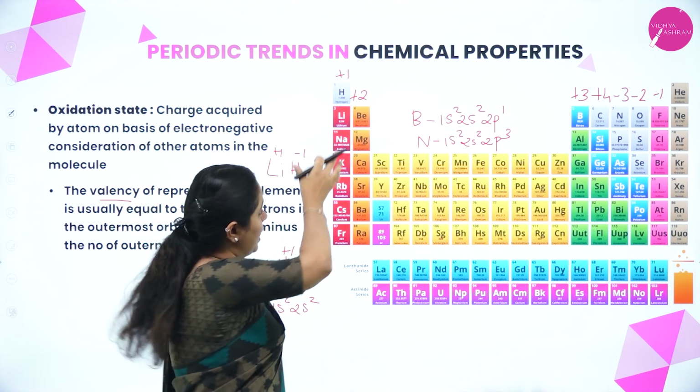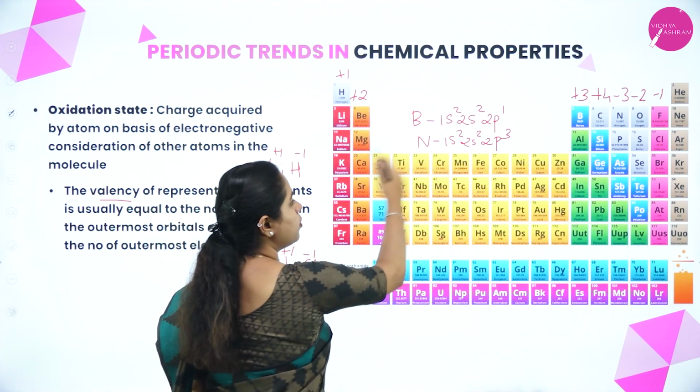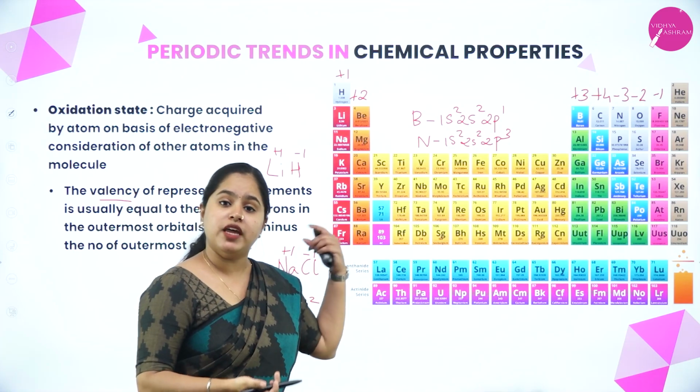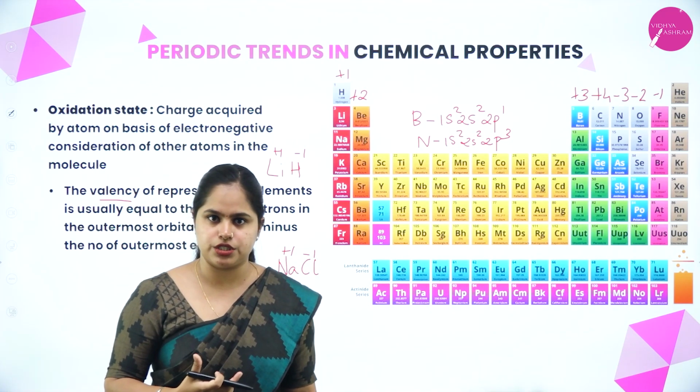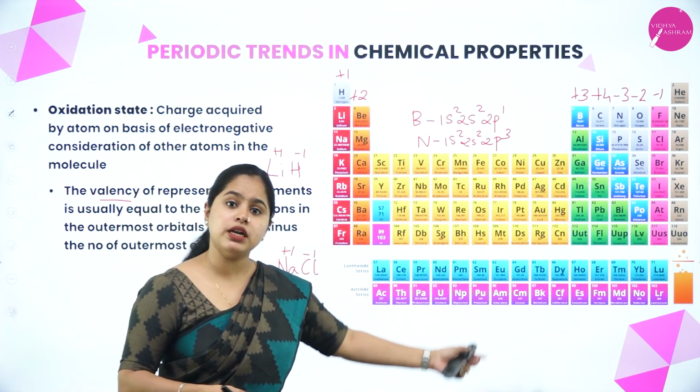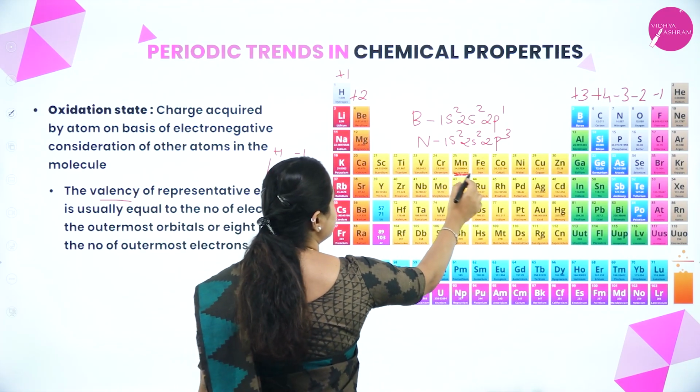We discussed s block and p block elements. Now, what about the d block elements? They have variable oxidation states, not just one oxidation state. They have a variable number of oxidation states. So let's consider manganese itself.